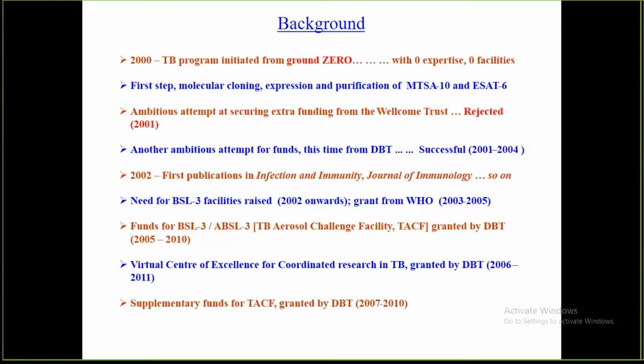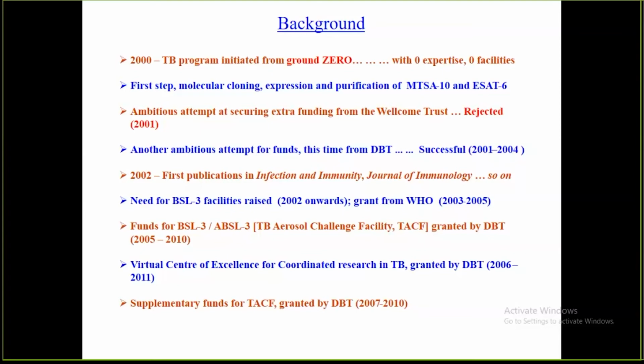Today, Sandhya presented in the very first slide a particular kind of attributes which define a virtual research center. But when we started, there were no attributes like this. We were just having our own ideas. And I'll even go back from 2005 when we started this center. I will start from the TB program when it was initiated in ICGEB in the year 2000. I put there that it initiated from ground zero.